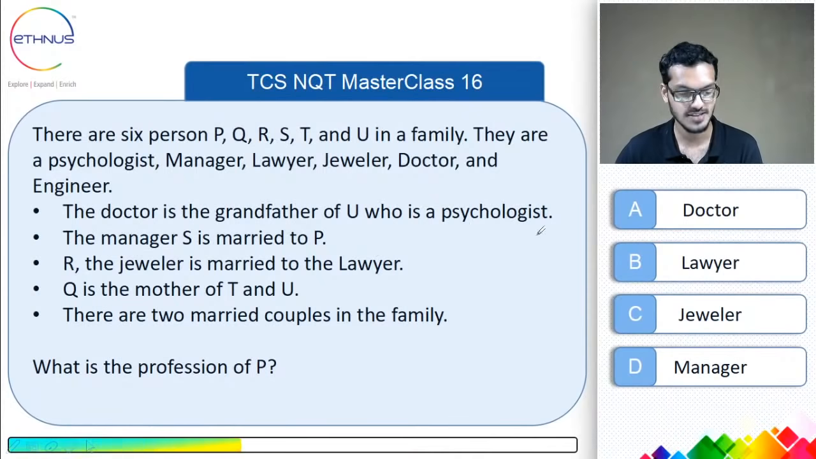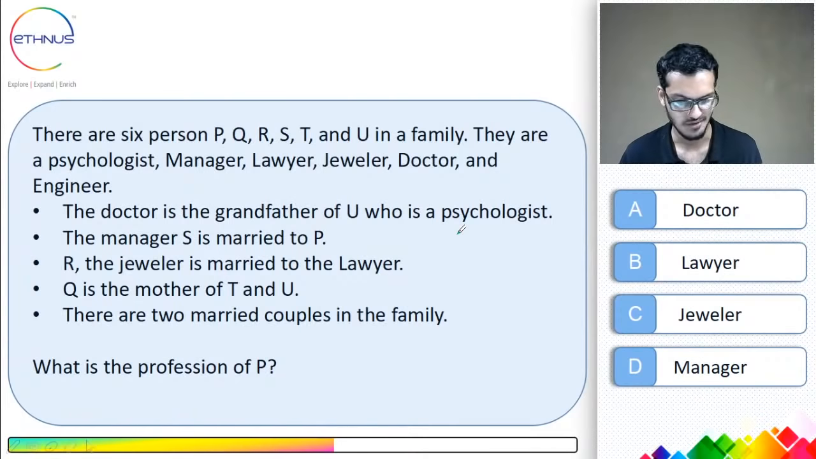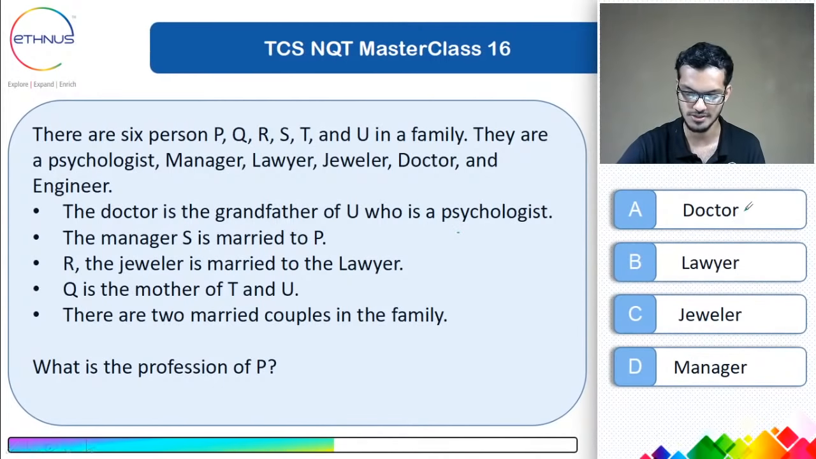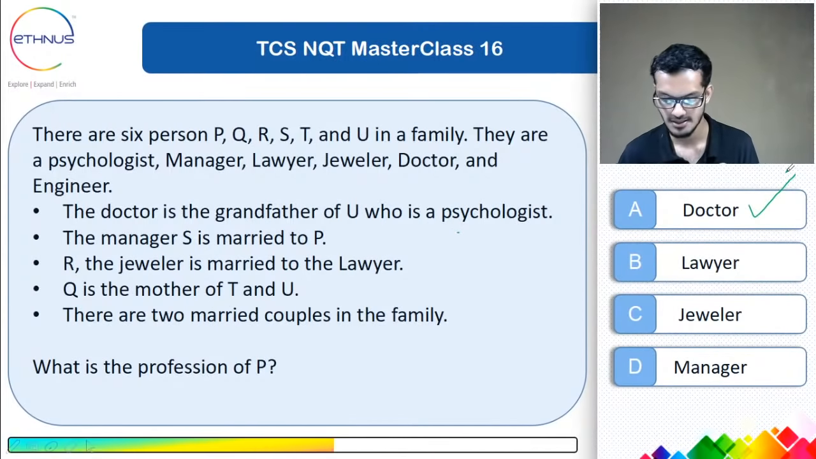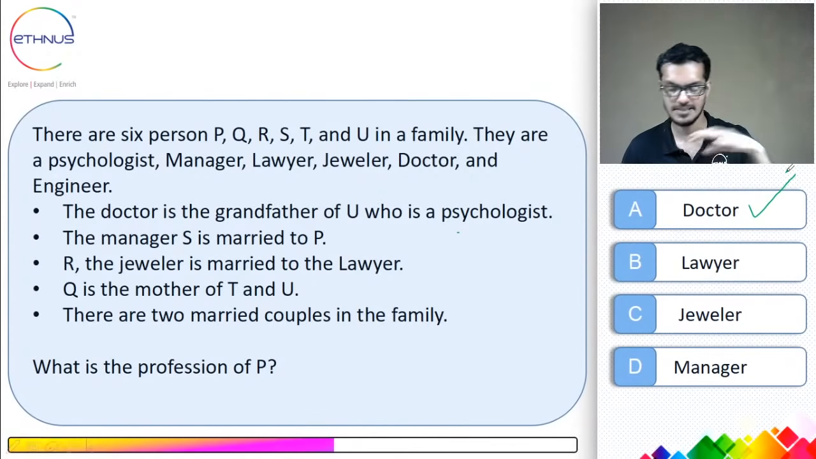Okay, so you have 10 more seconds and time up. Yes. So, wow, I could get the answer. See, the profession of P, exactly, it is option A, which is doctor. Okay, doctor is the correct answer, as we already drew the family tree there.